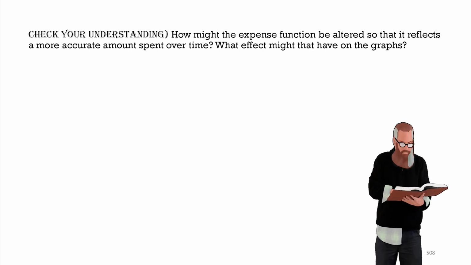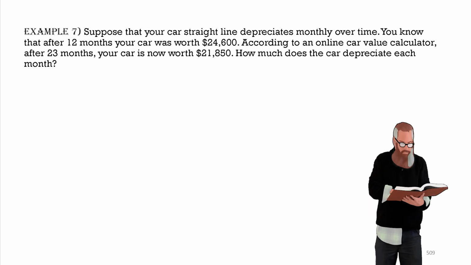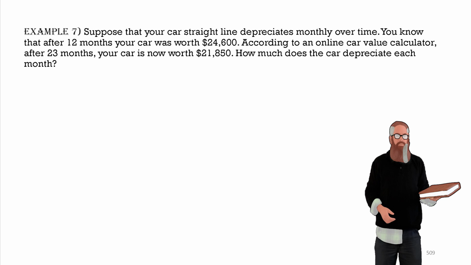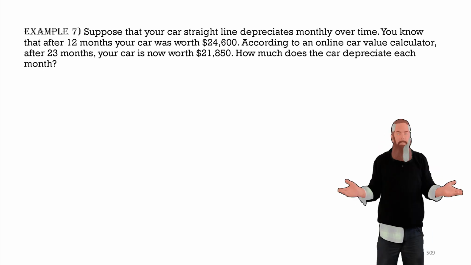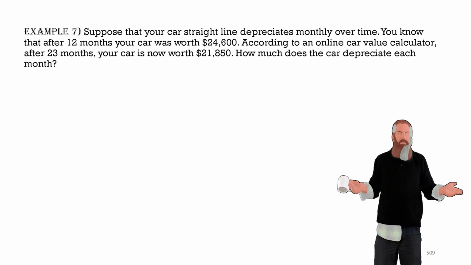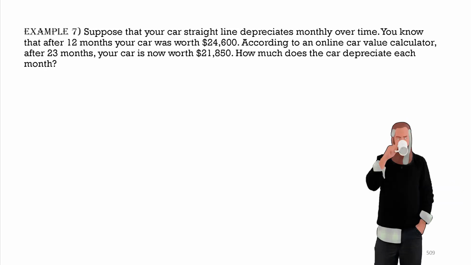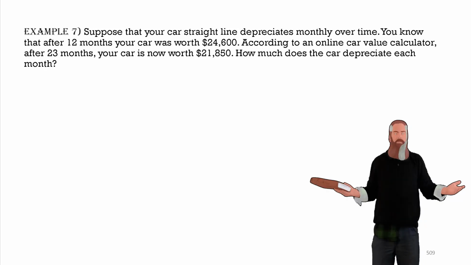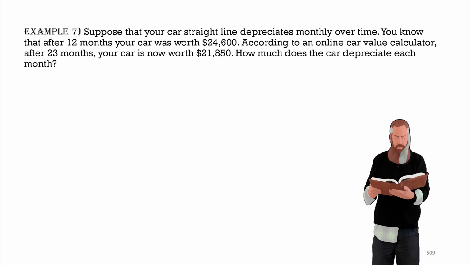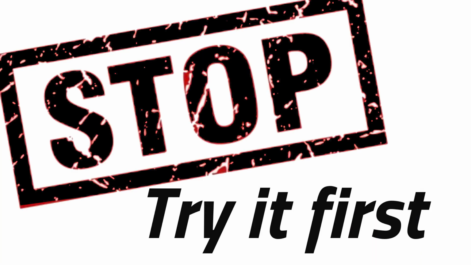Suppose that your car straight line depreciates monthly over time. You know that after 12 months, your car is worth $24,600. According to an online car value calculator, after 23 months, your car is now worth $21,850. How much does the car depreciate each month?